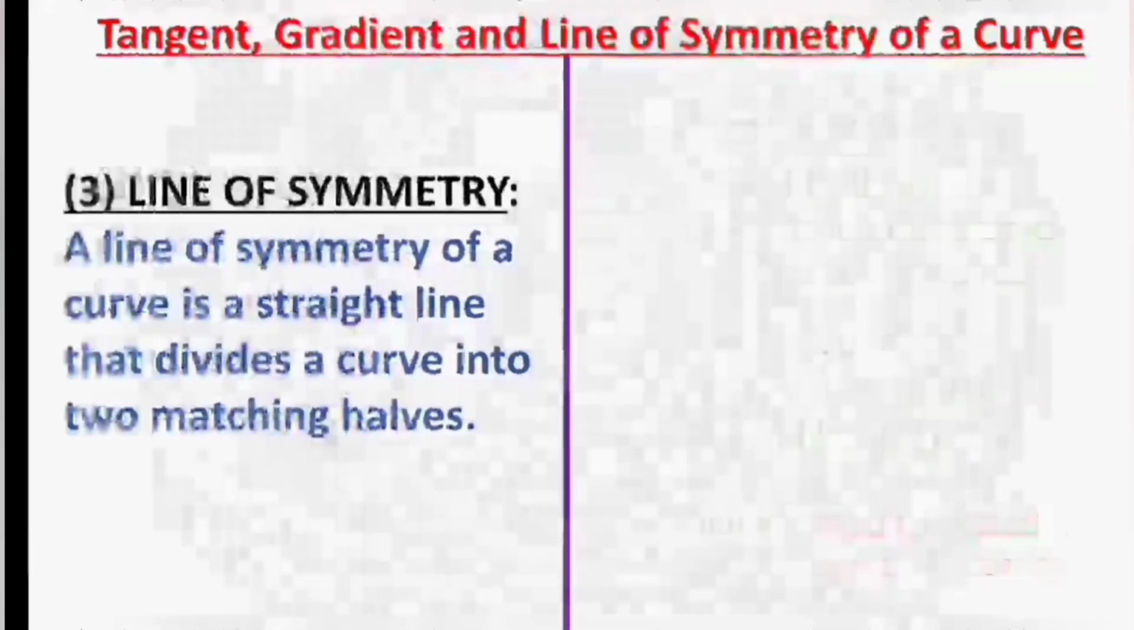Number 3, line of symmetry. A line of symmetry of a curve is a straight line that divides a curve into two matching halves. Please take note of these three definitions for tangent, gradient, and line of symmetry of a curve.